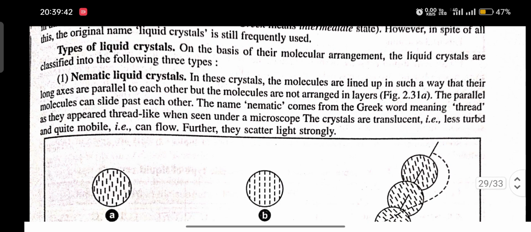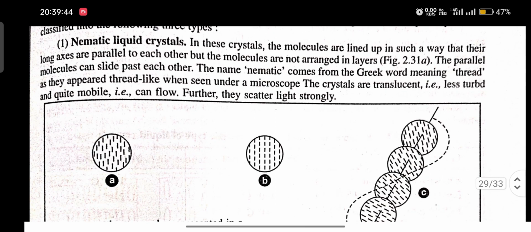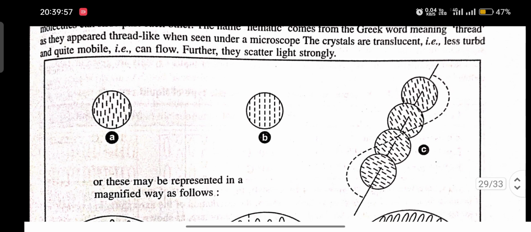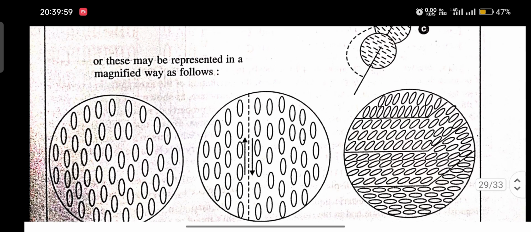The name nematic comes from the Greek word meaning thread, as they appear thread-like when seen under a microscope. These crystals are translucent, less turbid, and quite mobile. They can flow. Further, they scatter light strongly.